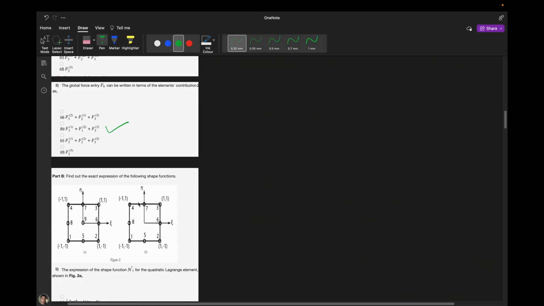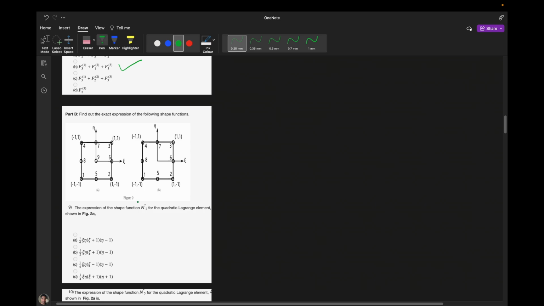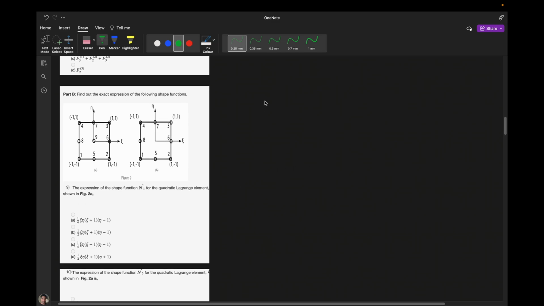Now what is the next problem? The next problem is that it is asking for the Lagrange shape function. Okay, so first we need to write all the coordinates. So let's create for figure 1.